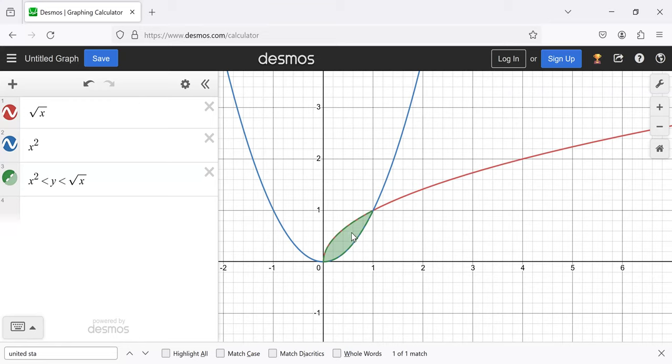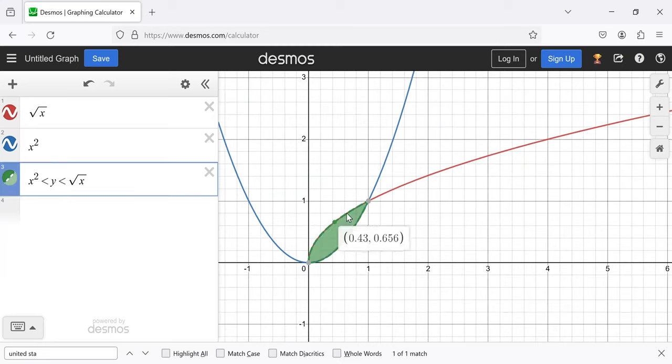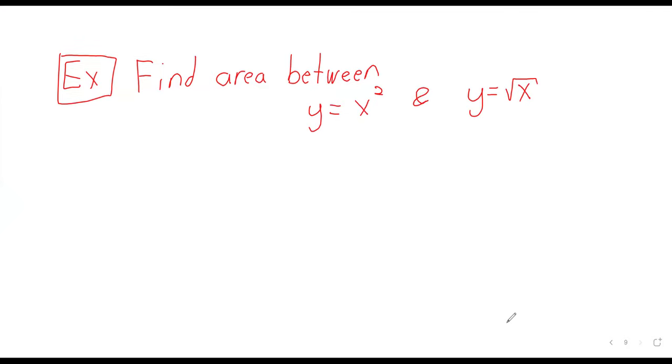And to find the area of this region, we need two things. Three things, really. We need the upper and the lower curve. We can just look at these. The square root is bigger. The quadratic is smaller. We also need limits of integration. Let me write stuff down as we go, though. So before we worry about limits of integration, here's our bigger curve. Here's our smaller curve.